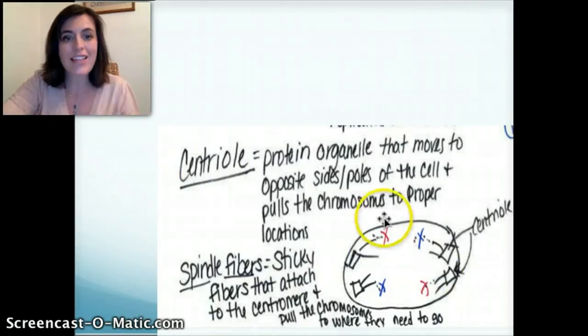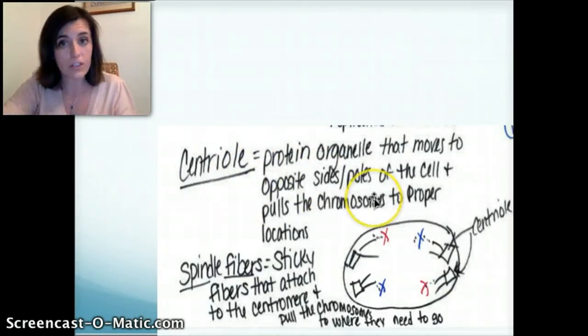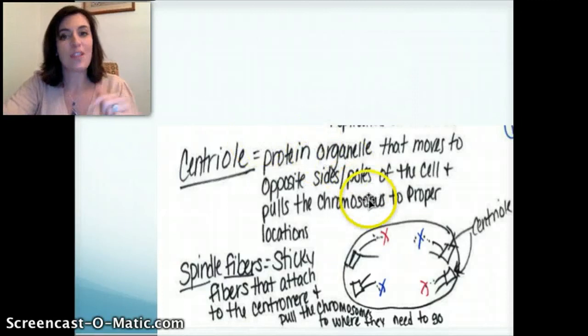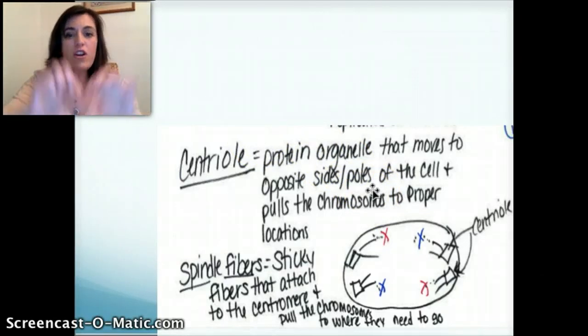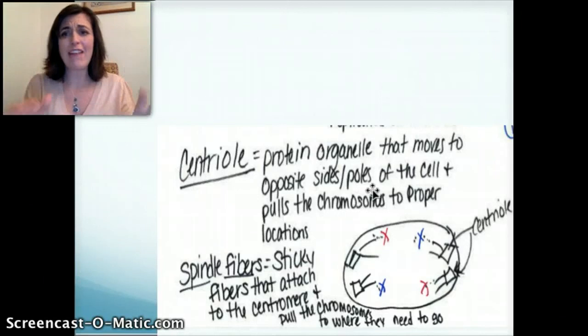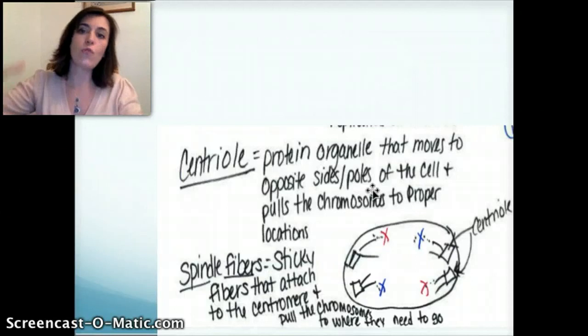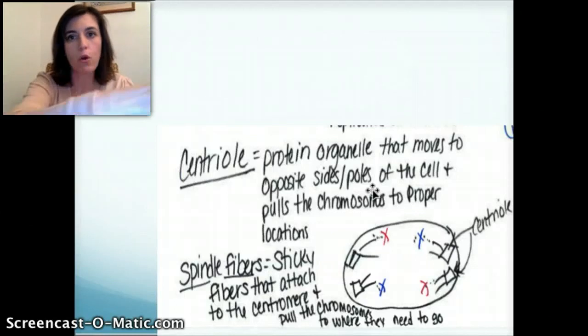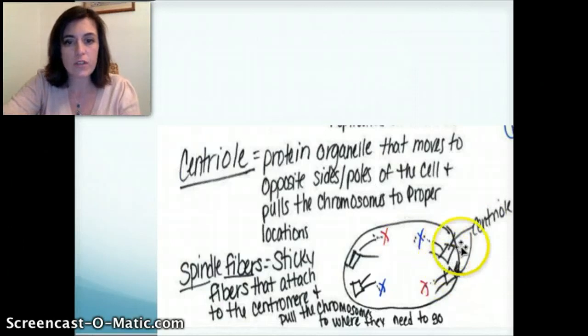So I always remember that centriole rhymes with pole. That might help you remember what it does and which one it is. So don't confuse it with centromere. Centriole goes to the poles. I've got some ways to remember it. Okay, so they're going to go to the edges of the pole. They shoot out fibers that are going to grab on to those centromeres and pull those chromosomes where they need to go. You can see here in our drawing we have these centrioles, and they're shooting out spindle fibers that will latch on to those centromeres.